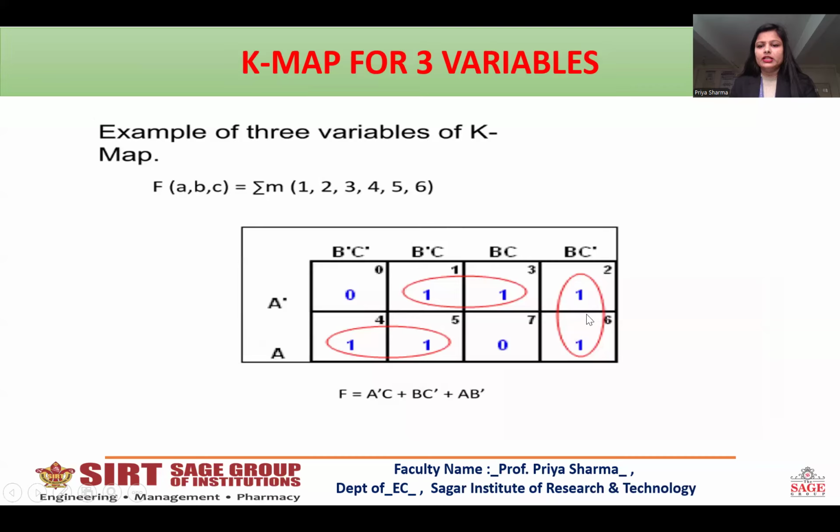It is written here. Now, for the minterm for this, as a bar is changing to a, a bar a will not be there. Only b c bar will be there. So it is like this. This is how we write the minterms after grouping and minimizing.